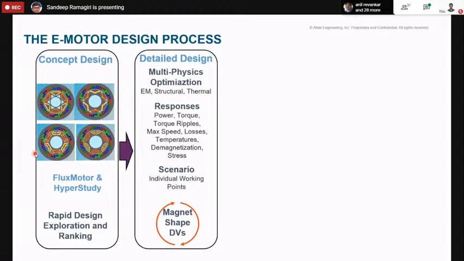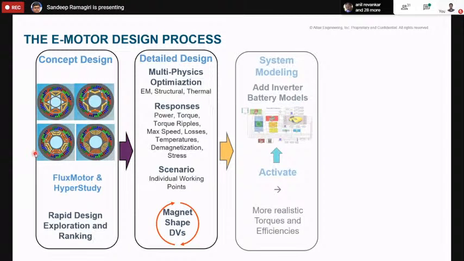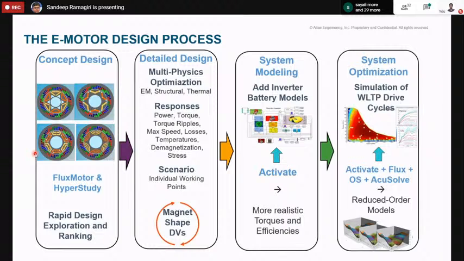So in the detailed stage, we will have finite element calculations. Then we will have a system integration. We will have all the other subsystems in place, and we will do the full duty cycle simulations. On top of that, we can also do the system optimization by considering the WLTP as a duty cycle. So this is what we do.